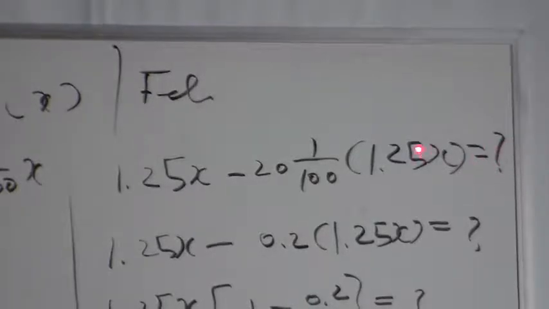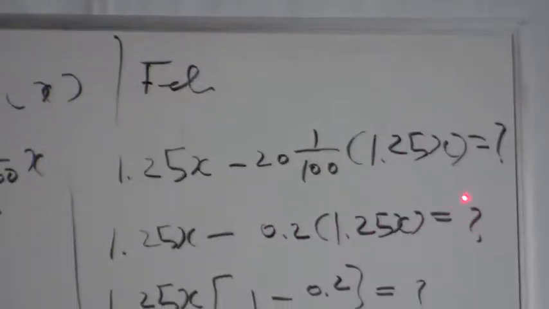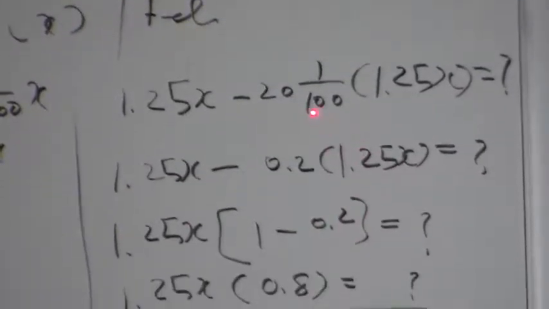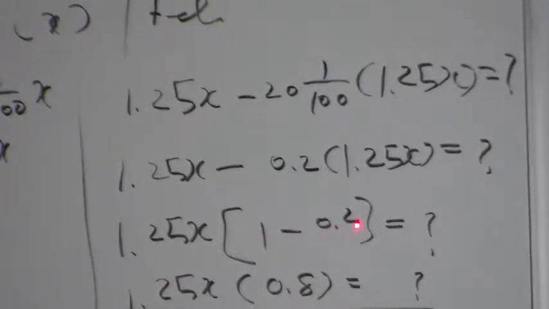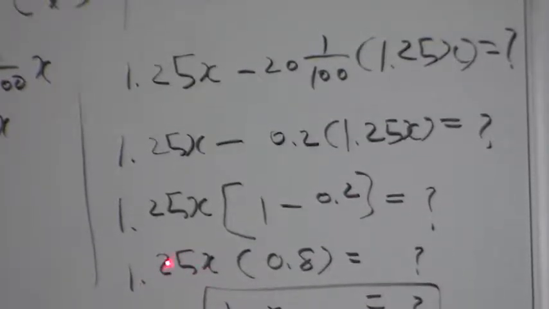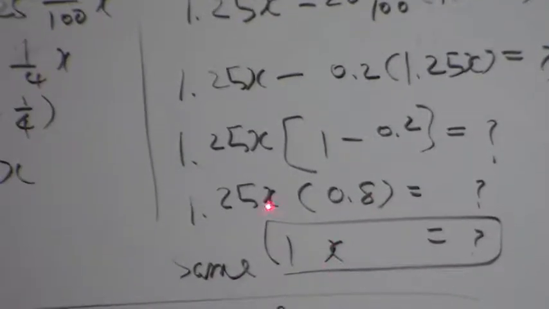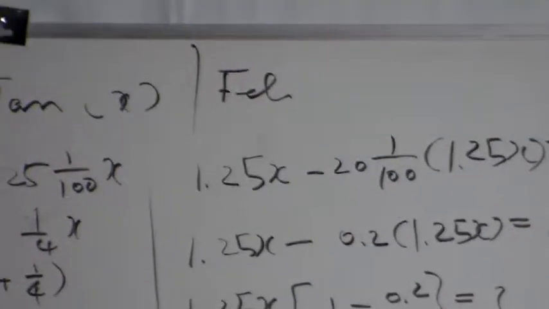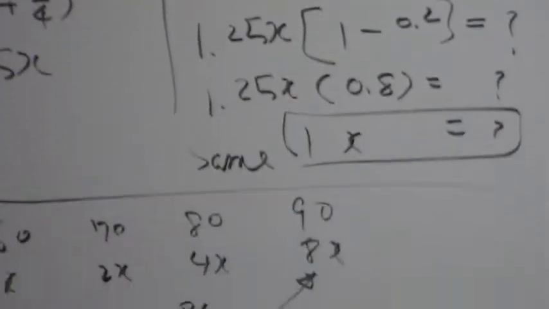So that is the question. Once you figure it out, this value is 0.2 times 1.25, simply rewrite it. Then 1.25 is a common factor, so I pull out 1.25, then this calculation is 1 minus 0.2. So that is 1.25 times 0.8. Then once you figure this out, 1.25 times 0.8 is 1. So back to normal again, back to normal. So everything is not lost, just even. Okay.